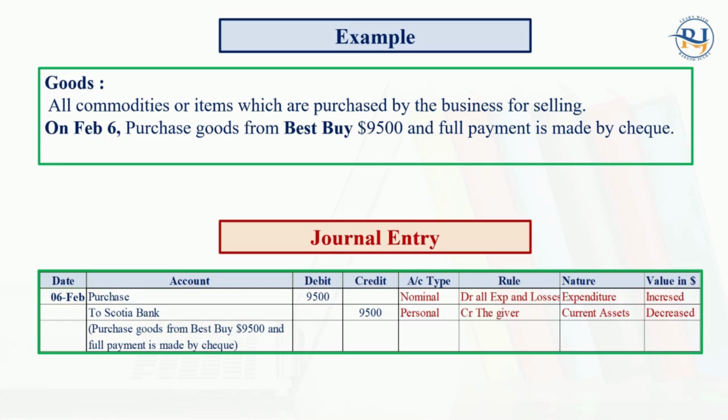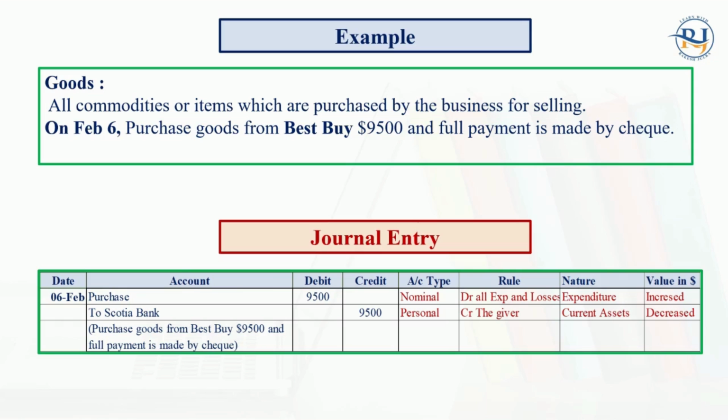The rule for the nominal account is debit all expenses and losses, credit all income and gains. So this is the expenditure of the company, and we will debit when the expenditure of the company increases. On the other side, the bank value has gone down. It means the value in dollars in the bank account has declined by $9,500. Scotiabank is a personal account. The rule for the personal account is debit the receiver and credit the giver. And this is also current assets in nature.